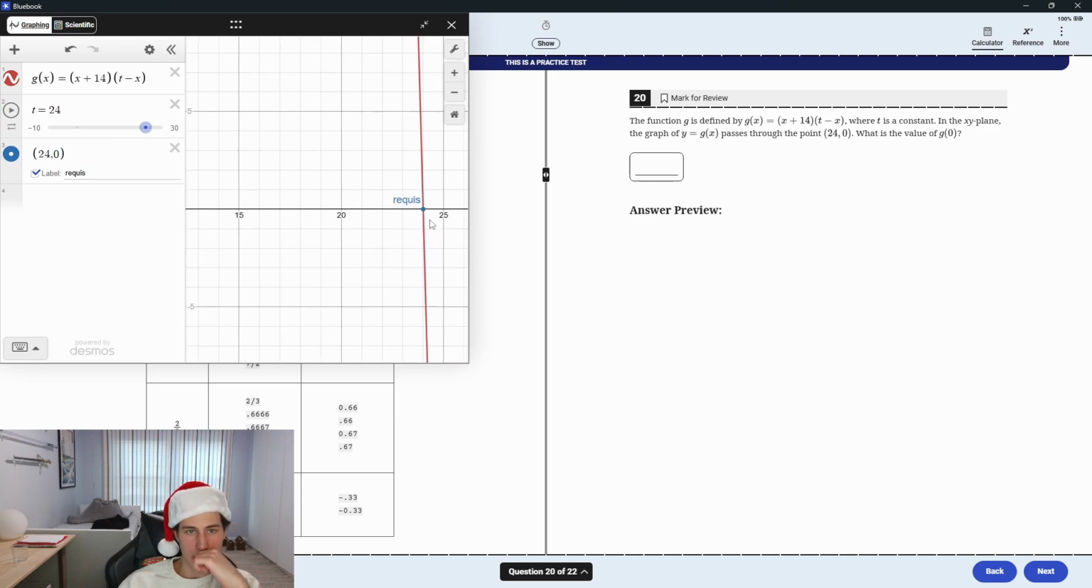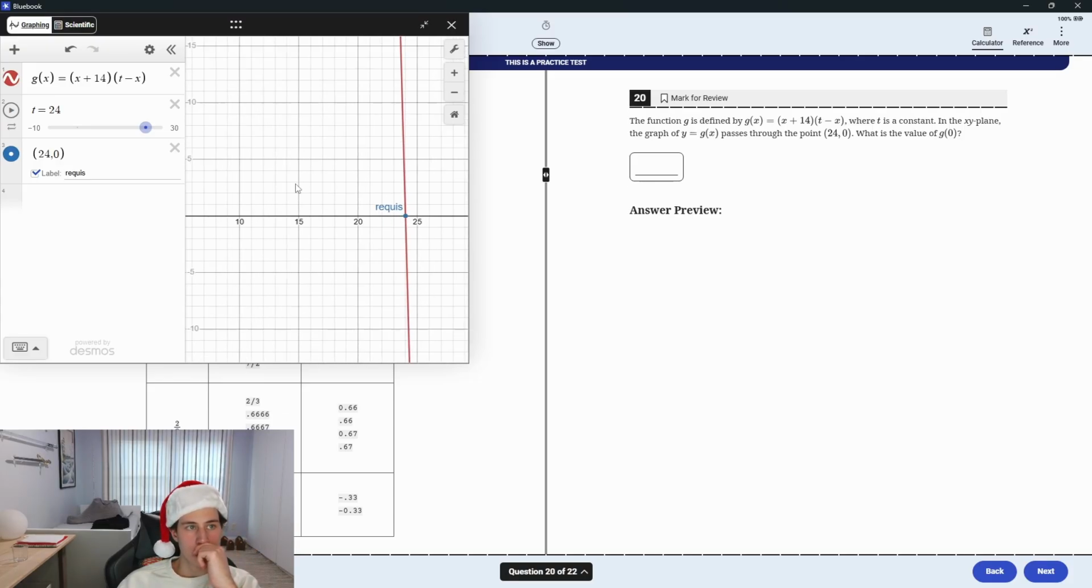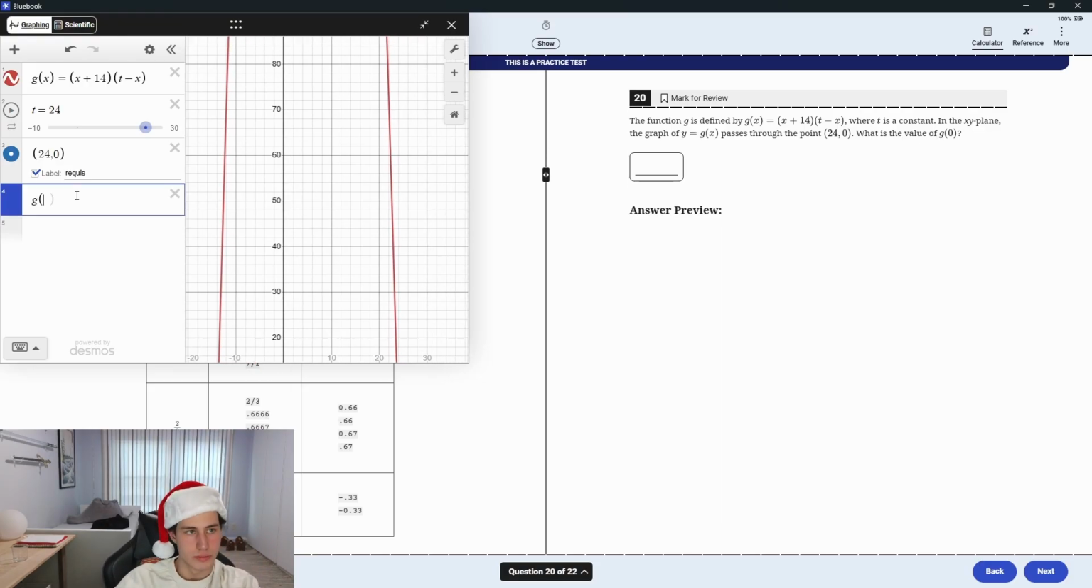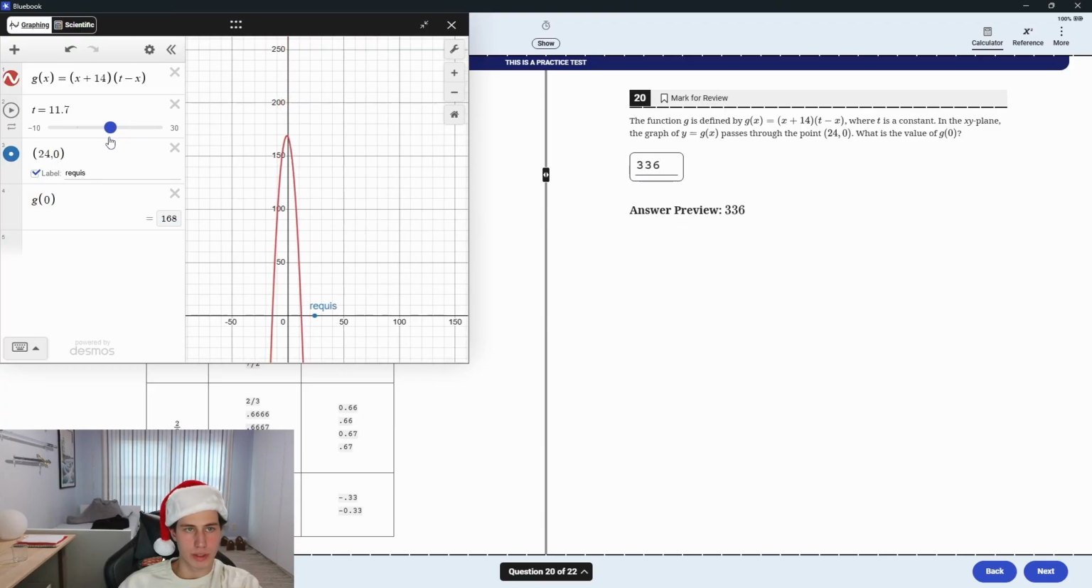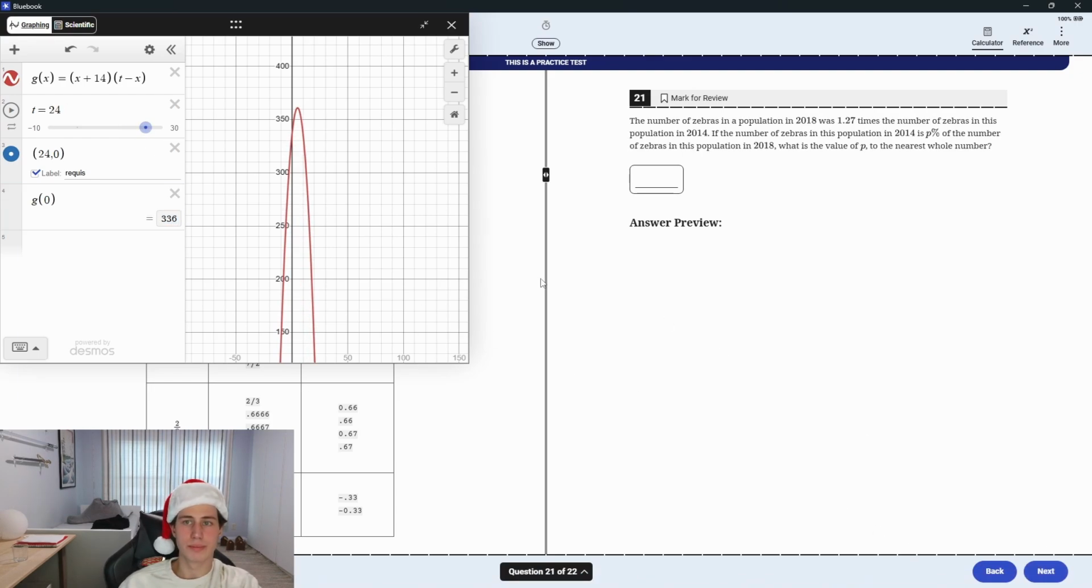And in this case, t equals 24 to have it pass through the point (24, 0). And now in this case, we need to find what is the value of g of 0. So in this case, g of 0 is equal to 336, because as we're sliding around t so that it satisfies the equation and passes through the point (24, 0), it's increasing this y value here up to 336 for x equals 0.